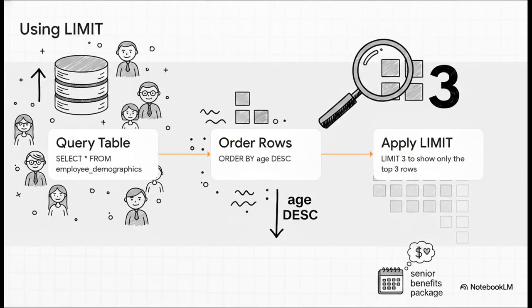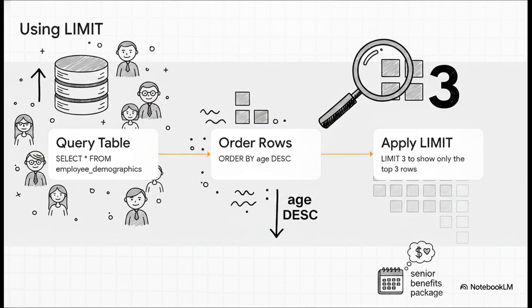So the crucial point here is how this works when we combine it with other commands. Take a look at these steps. We start by querying our employee demographics table. Then we add an order by age DESC clause, which sorts our data from the oldest employee down to the youngest. And finally, we apply limit 3.